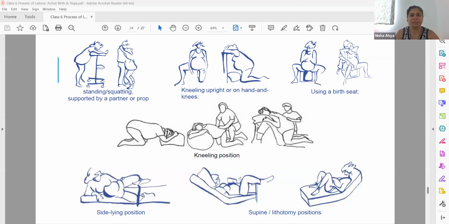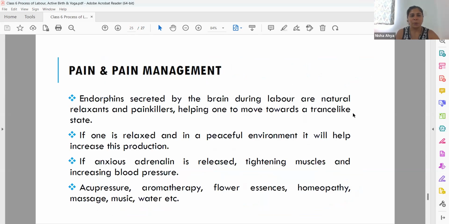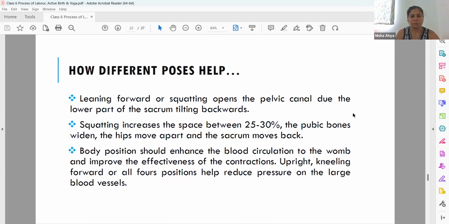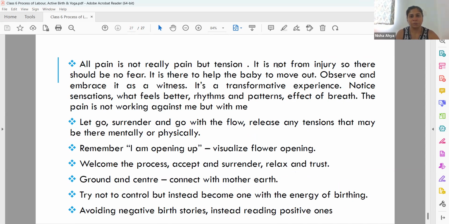Okay, in ancient times, you will see some sculptures, like in some temples you may have seen some sculptures like this, where the upright position is used to deliver babies.